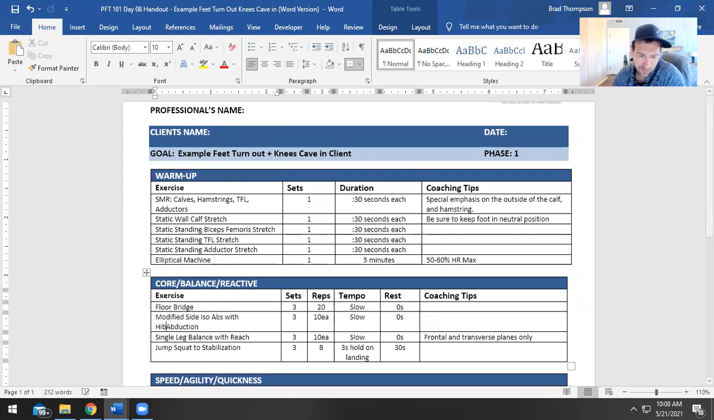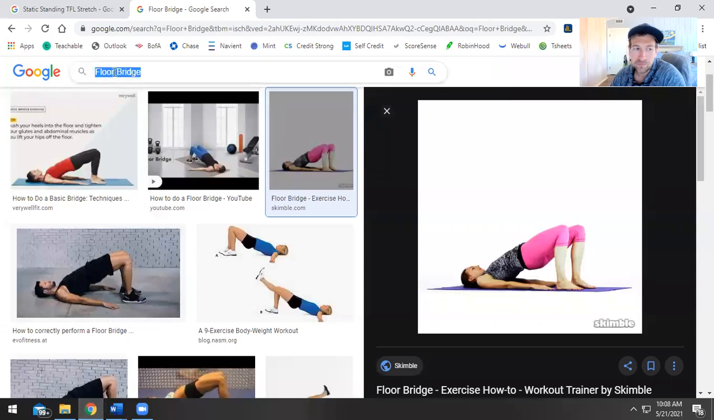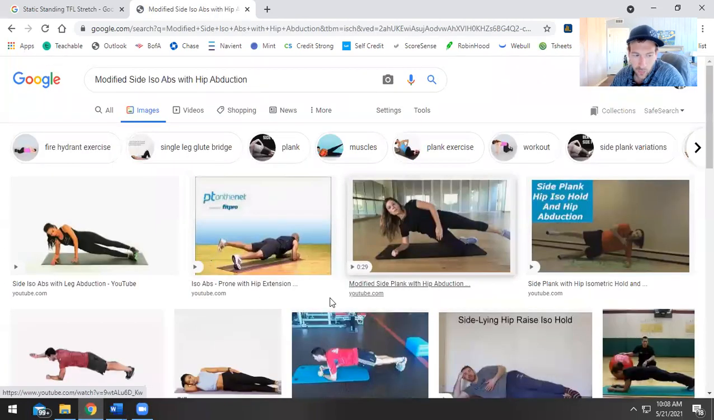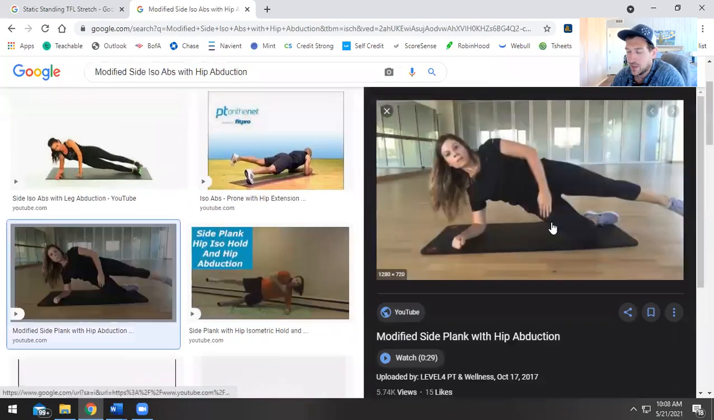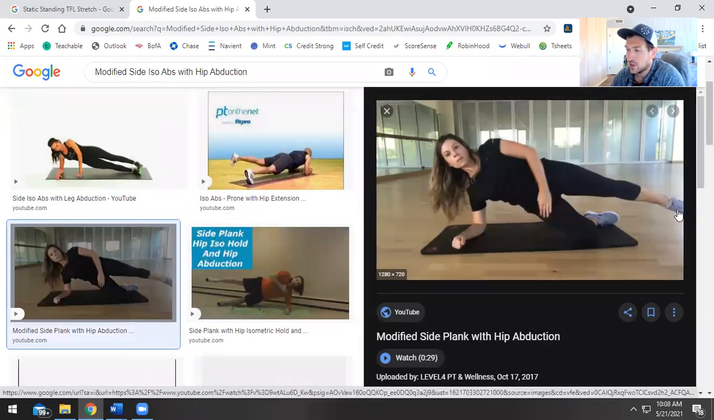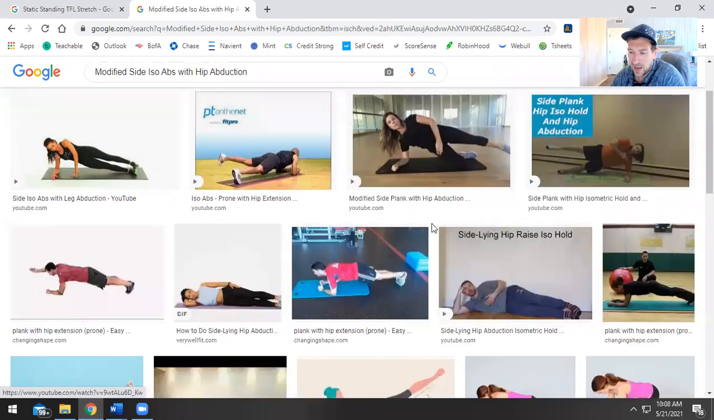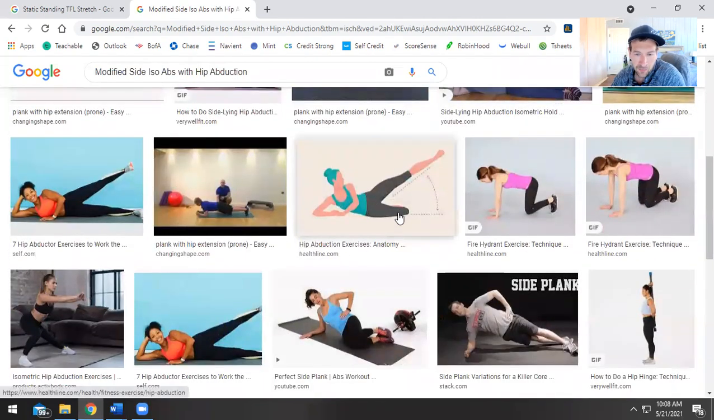We are also going to do a modified side iso abs with hip abduction. That should say hip. Good job, me. Past me had a spelling error. Modified side iso abs with hip abduction. Big complicated name. It's a side plank with a leg raise, right? So what we're going to do is lay our client on their side like this, and they're going to raise that thigh up and down.